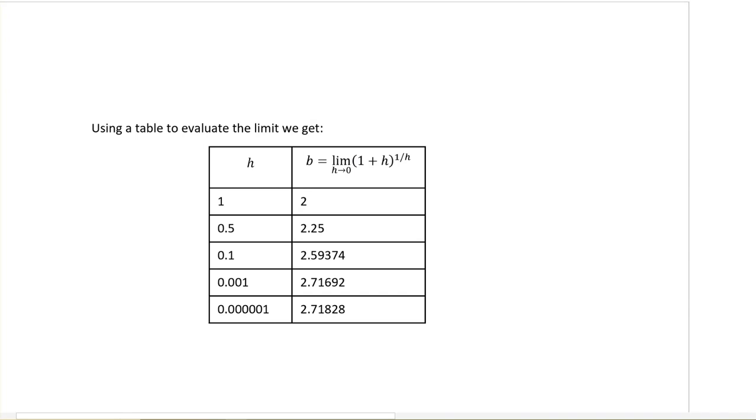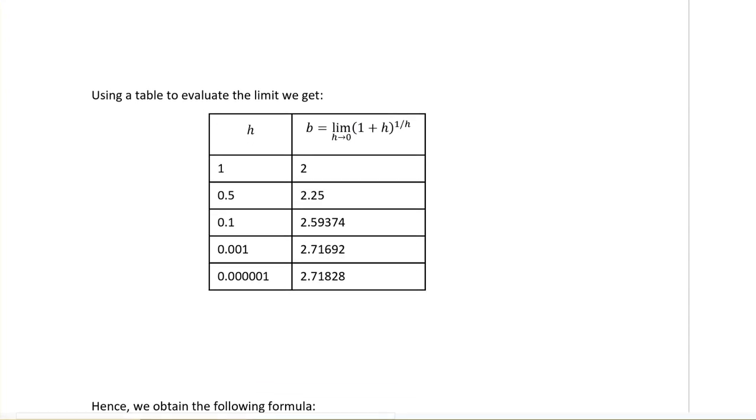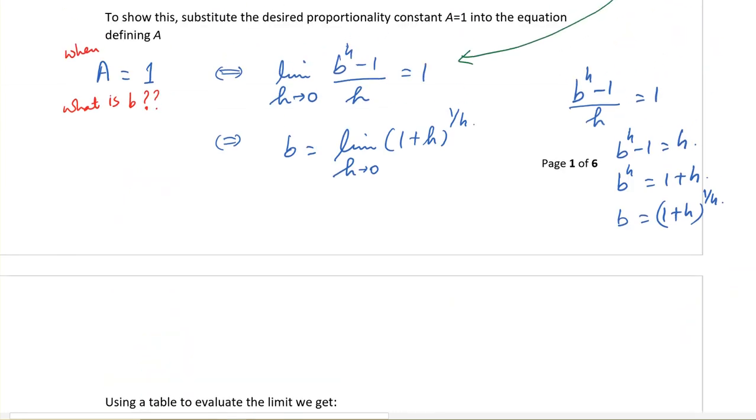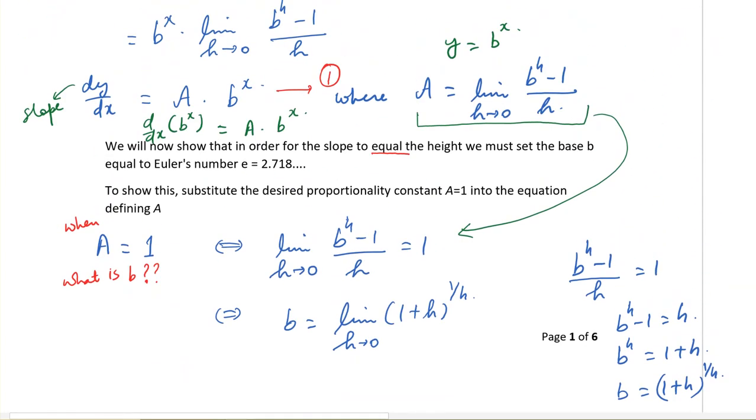From this table, we can see that as h approaches 0, b is approaching 2.71828. And this number is e. So as h approaches 0, b approaches e. And we can use this in our number 1 equation.